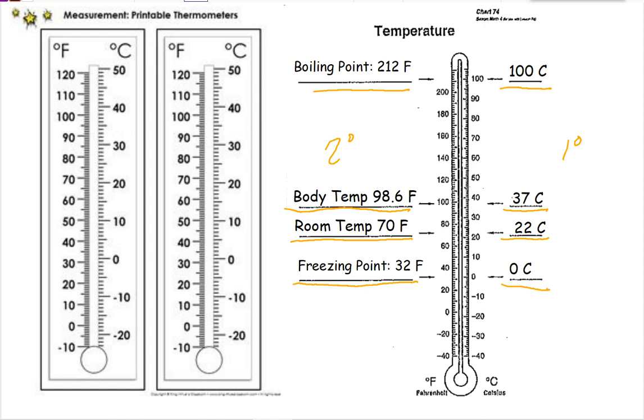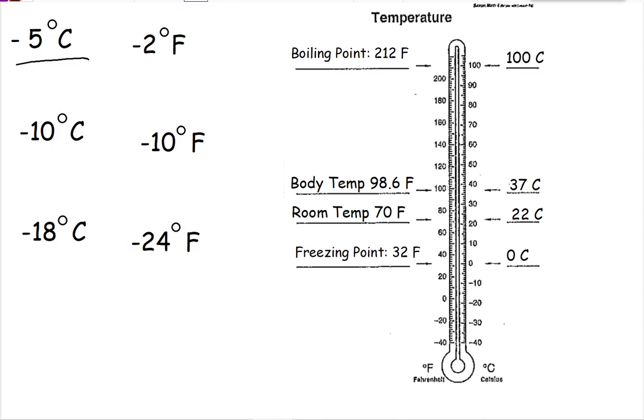So on the left-hand side here, I have a couple of different thermometers that are a little bit clearer to see between the two. They're a little bit bigger. Okay. So if I wanted to show negative degrees, we can see that negative, for example, negative 5 degrees Celsius is going to be in my negative numbers. To find a negative temperature, we begin at 0 and count down.